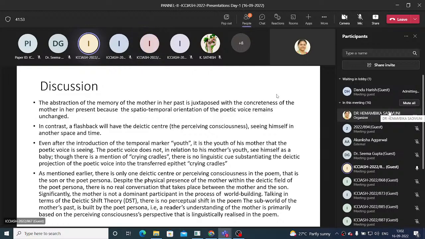What is a perceptual shift? At no point of time does the poetic voice change from "I" into the mother. The mother is never the speaker. So our understanding of the mother is constantly from the eyes of the poetic voice. However much the poet is trying to make the mother speak, trying to bring to fore her difficulties, she only remains in the subworld and not in the text world.